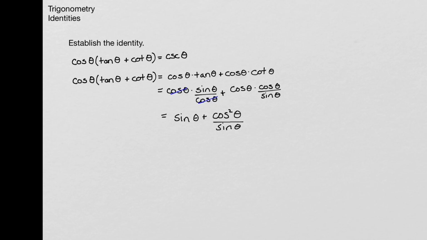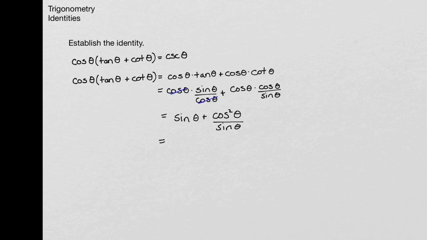Okay, so at this point, well, I've distributed. It doesn't really seem like I'm all that much closer to getting the cosecant of theta, though. So just keep in mind what your goal is. I know that I need this to just be a single term. So what I'll do now is I'll get a common denominator and then add those fractions together and see what I come up with. And I think that's going to be helpful here.